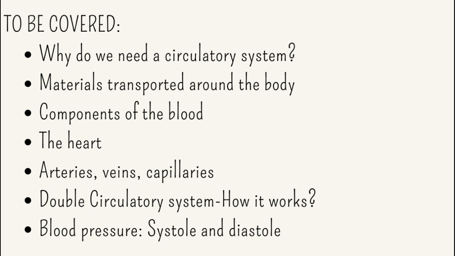Then we're going to discuss exactly how double circulation takes place, and why it takes place in our body. In humans we have double circulation, which means the blood passes through the heart twice, so obviously deoxygenated blood, and then oxygenated blood, right? And then we're going to look at blood pressure, meaning systole and diastole. So that's basically the plan for the things we are going to get into.